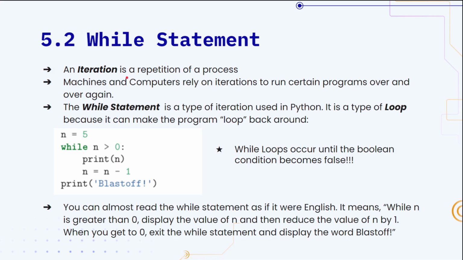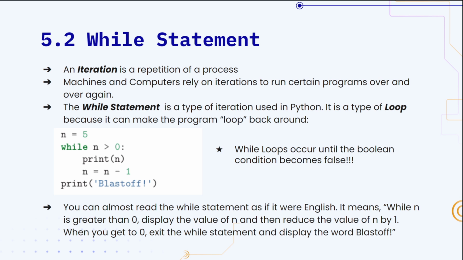So sometimes computers need to run certain programs over and over and over again, and this is where iterations come in. By definition, an iteration is a repetition of a process. Think of an assembly line where the same person does the same work over and over again until the job is finished. So in order to do this, Python has iterations.